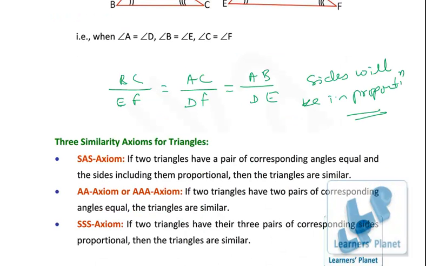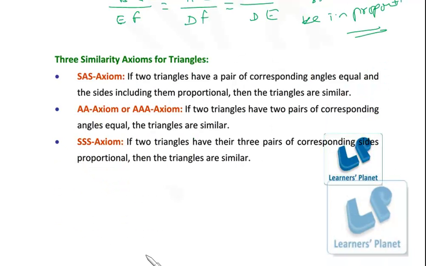Now in any question, how do we decide whether two triangles are similar or not? For that we have three similarity axioms. First of all is SAS. SAS means side angle side, that means two sides and the included angle. This is side 1, this is side 2, and this is the included angle.